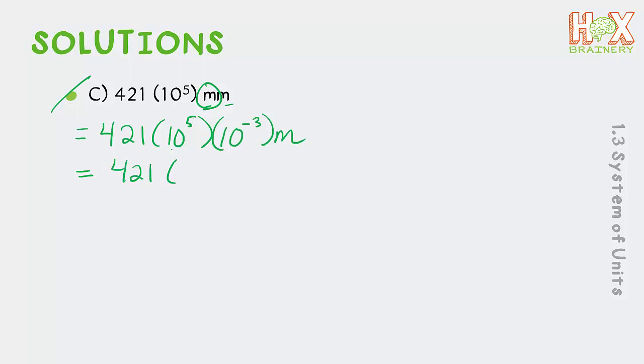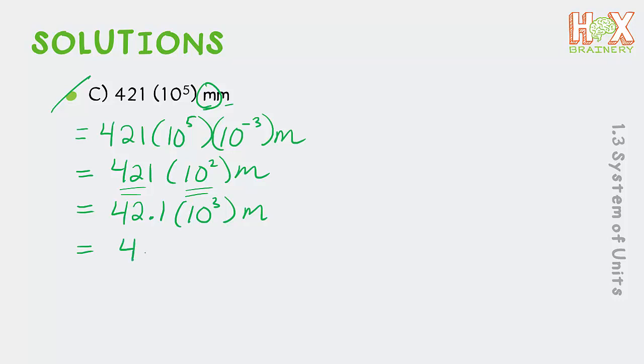Okay, then I can go ahead and combine these powers of 10, so I have 10 squared. And I can't write it as a prefix yet. I need this to be 10 to the 3rd power. Then I can write it as a kilo. So I'm going to borrow basically a 10 from here. So I'm going to write 421 as 42.1, and then this 10 squared can become 10 cubed. So I have 42.1 kilometers.